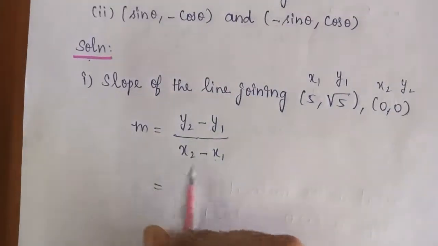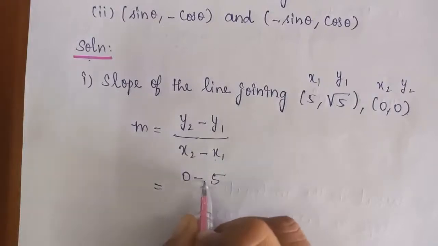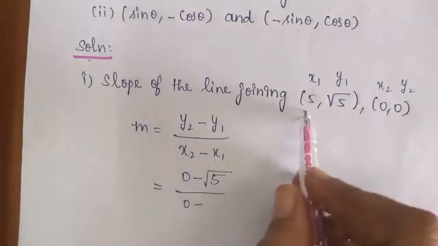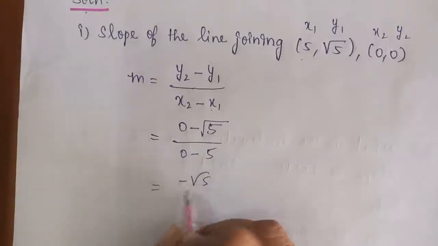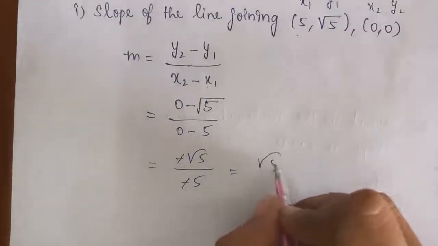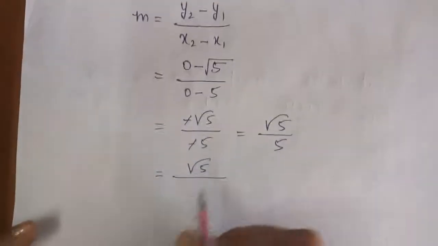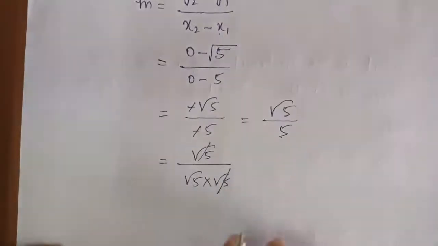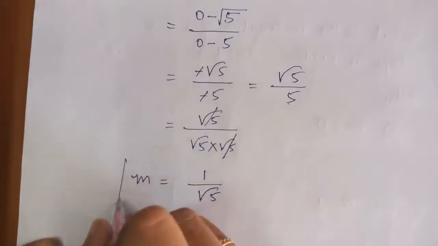So m is equal to y2 value is 0 minus y1 value is root 5 divided by x2 value is 0 minus x1 value is 5, which is equal to minus root 5 by minus 5, minus minus gets cancelled, which is equal to root 5 by 5. You can write root 5 divided by 5 is nothing but root 5 into root 5. So root 5 gets cancelled. The slope m is equal to 1 by root 5.